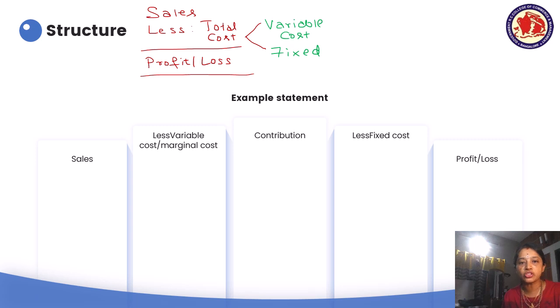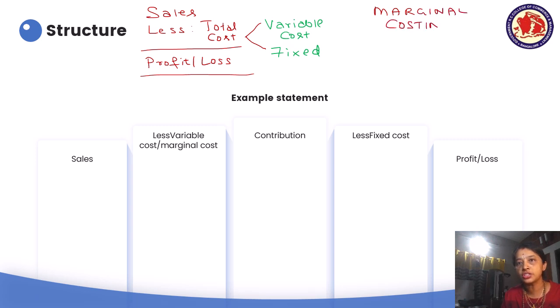For the purpose of managerial decision making, such as to fix the selling price, to increase or decrease the selling price, we require a costing statement. The marginal costing statement, divided into variable cost and fixed cost, will be utilized by the managers to decide on the selling price. So we prepare a statement called the marginal costing statement.